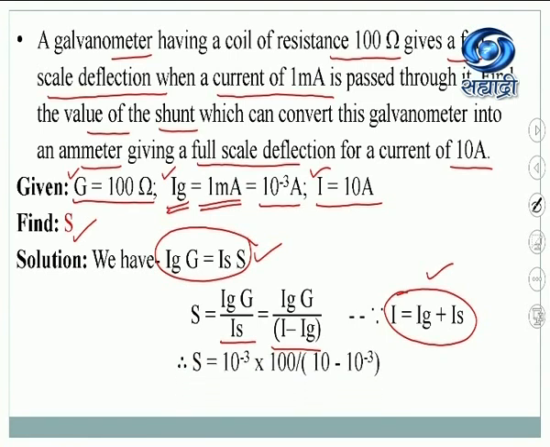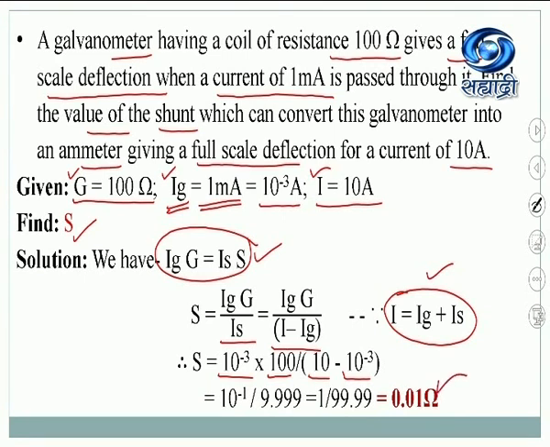Substitute the values. Ig is known to us, 10 raised to minus 3 ampere. G is 100. I is 10 ampere. Ig again, 10 raised to minus 3. So substituting this, we get the result S is equal to 0.01 ohm. By solving this, we get the value of shunt. So when we connect this shunt of 0.01 ohm in parallel with the coil of galvanometer having resistance 100 ohm, we can read the maximum current up to 10 ampere. That is the meaning of this.